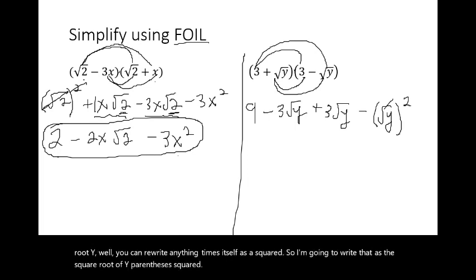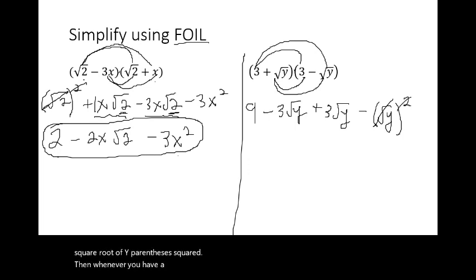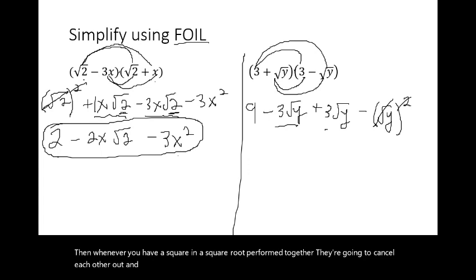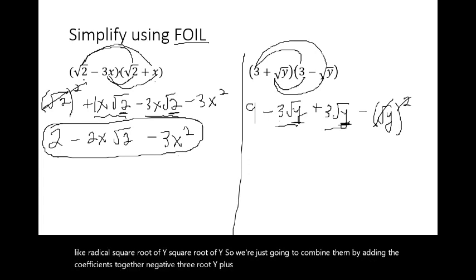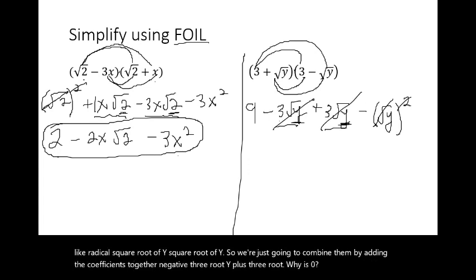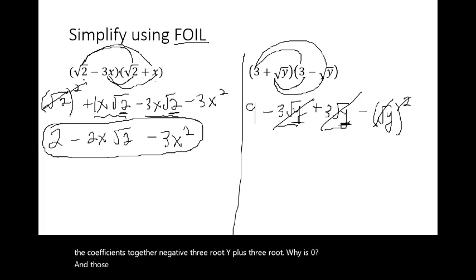Then, whenever you have a square and a square root performed together, they're going to cancel each other out. And then these two terms in the middle are actually like terms because they are like radicals, square root of y, square root of y. So we're just going to combine them by adding the coefficients together. Negative 3 root y plus 3 root y is 0. And those, in fact, cancel each other out.